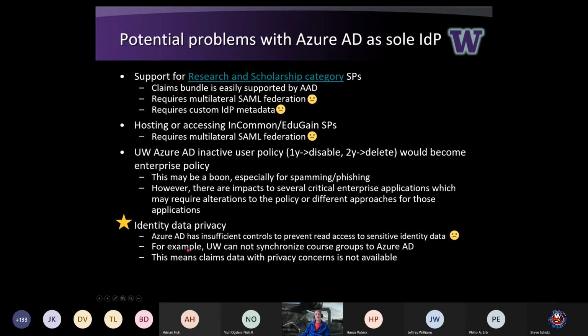And then there's identity data privacy. And really, this is the one I think I want to underscore. Because Azure AD doesn't have sufficient controls on the data that it stores in the directory, that means that any app that you want to integrate that has sensitive data claims, you really can't use Azure AD as the integration solution for it. I think this is the most notable problem among these.